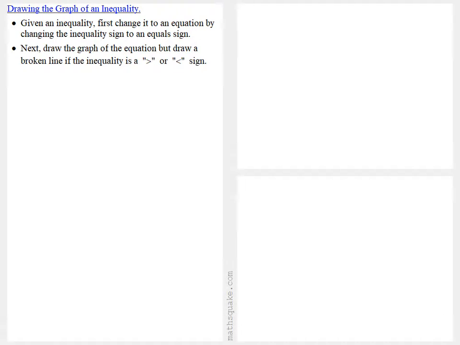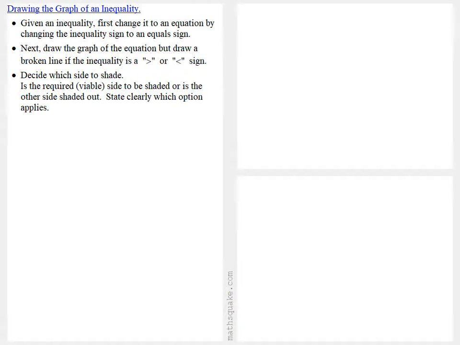So, to summarize drawing the graph of an inequality, the first thing we do is, given an inequality, first change it to an equation by changing the inequality sign to an equal sign. Next, draw a graph of the equation, but draw a broken line if the inequality is a greater than or less than sign. Finally, decide which side to shade.